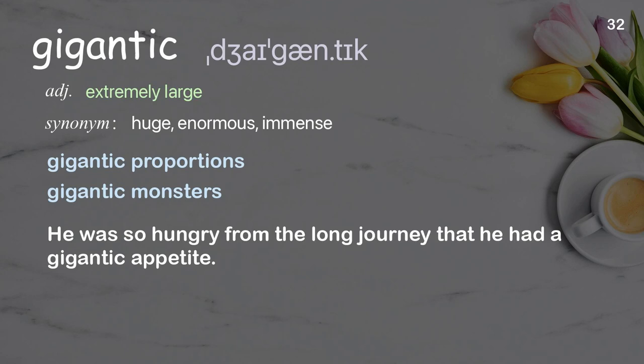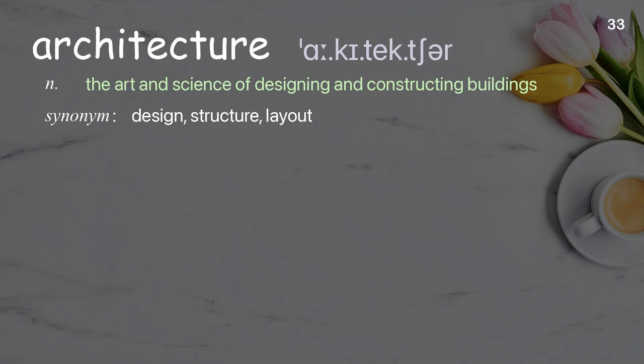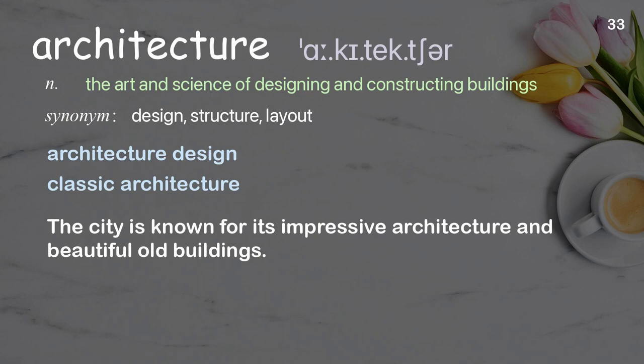Architecture. The art and science of designing and constructing buildings. Examples: Architecture design, classic architecture. The city is known for its impressive architecture and beautiful old buildings.